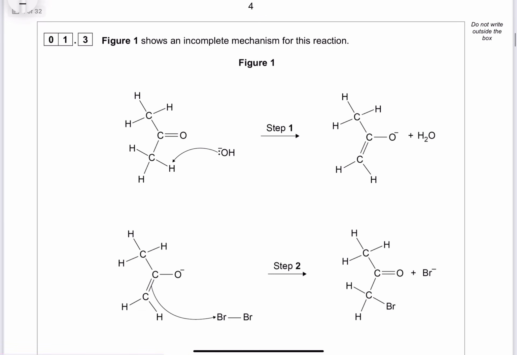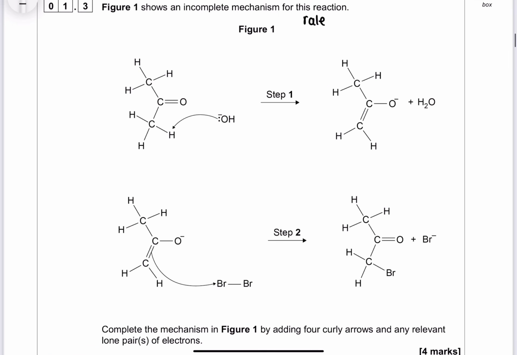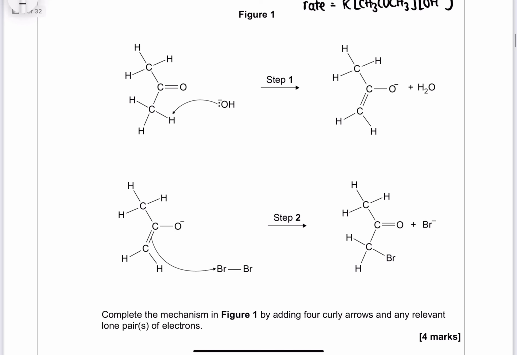Figure 1 shows an incomplete mechanism for this reaction. Let's just remind ourselves the rate equation was rate equals K times propanone times OH minus. Complete the mechanism by adding 4 curly arrows and any relevant lone pairs of electrons. So you want to be spotting the difference. What we can see here is this OH minus becomes H2O by grabbing this hydrogen, but we're forming a double bond here and we're breaking the double bond here. So we need to make that happen.